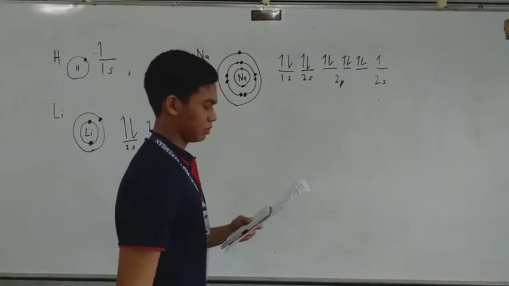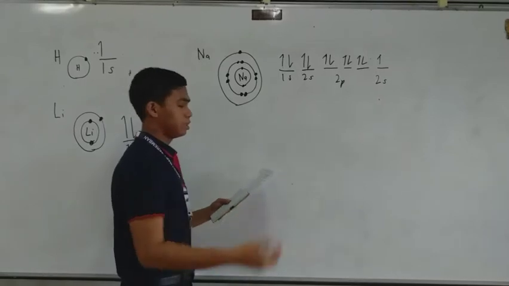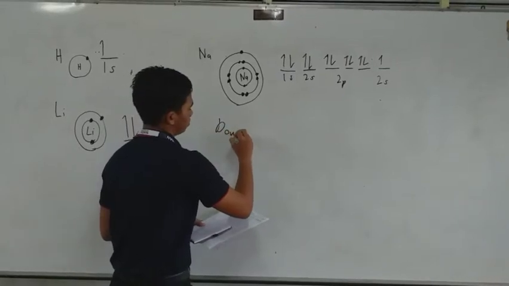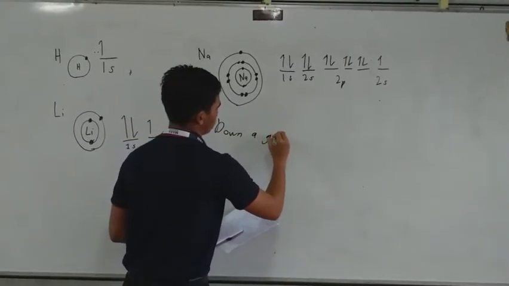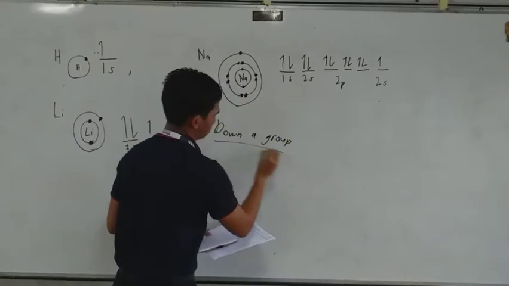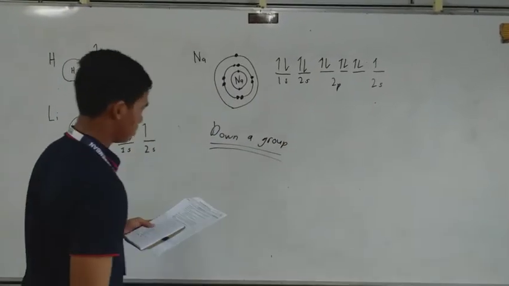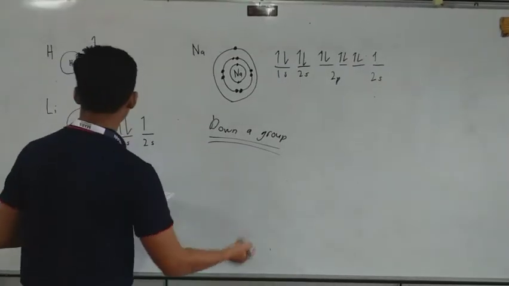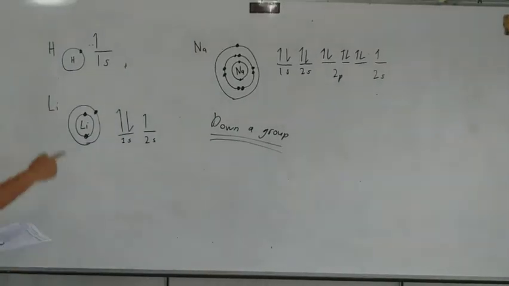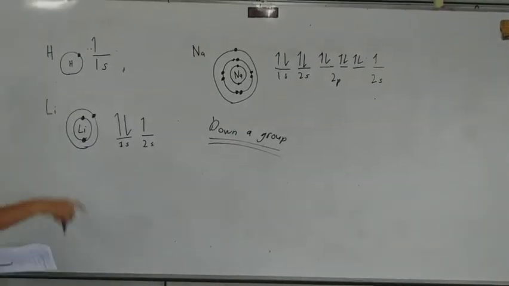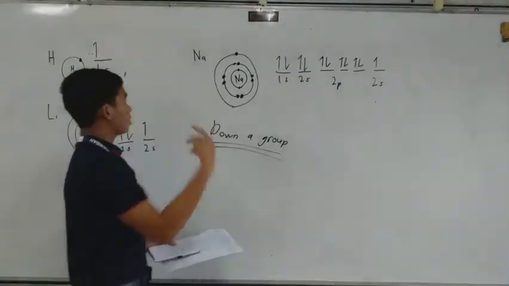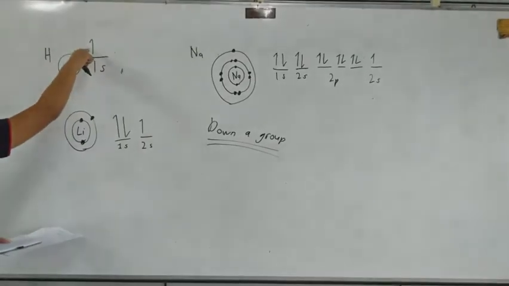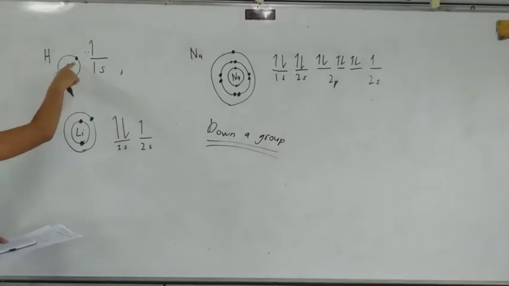So today I will discuss variation in atomic and ionic radius down a group. Alright, students, down a group. Okay, attention. So we talk about variation in atomic and ionic radius down a group. I'll give you some examples: hydrogen, lithium, and sodium. As we know, hydrogen contains one electron only, so 1s, one electron.